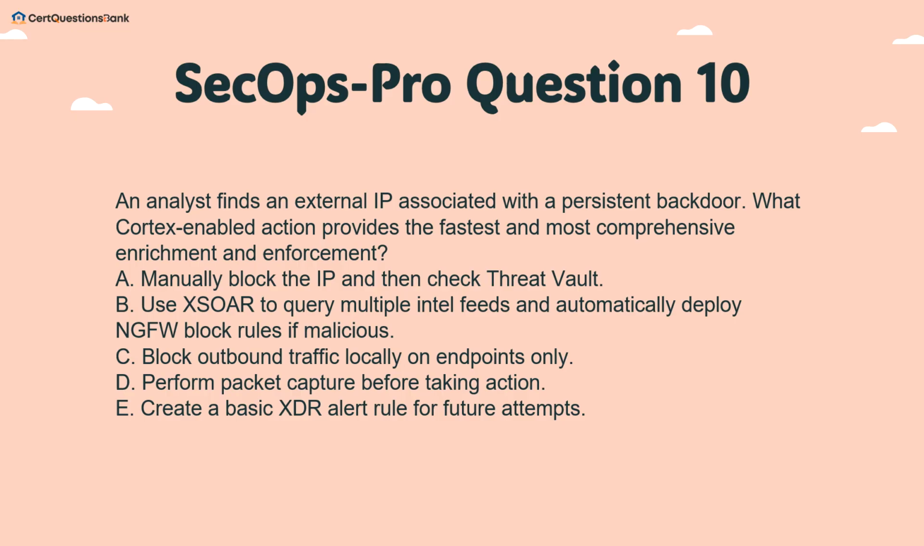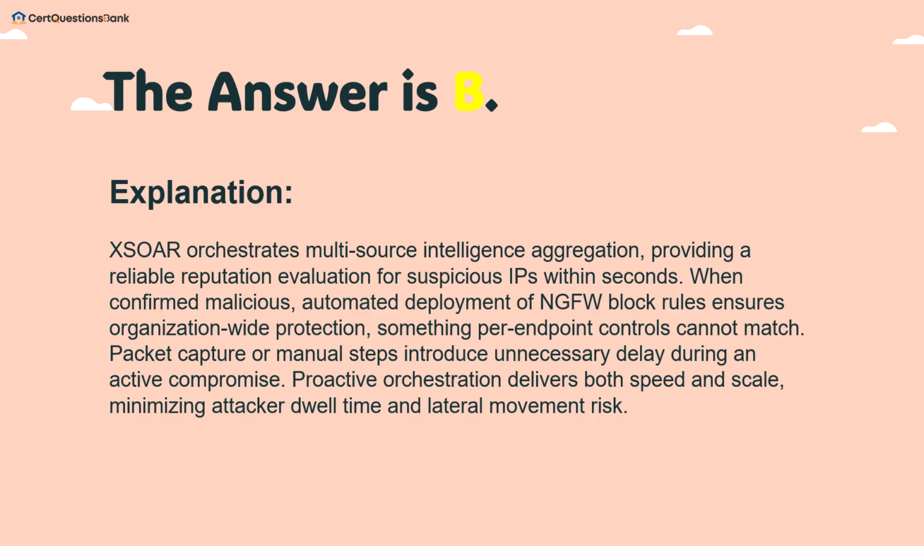A. Manually block the IP and then check Threat Vault. B. Use XSOAR to query multiple intel feeds and automatically deploy NGFW block rules if malicious. C. Block outbound traffic locally on endpoints only. D. Perform packet capture before taking action. E. Create a basic XDR alert rule for future attempts. The answer is B.